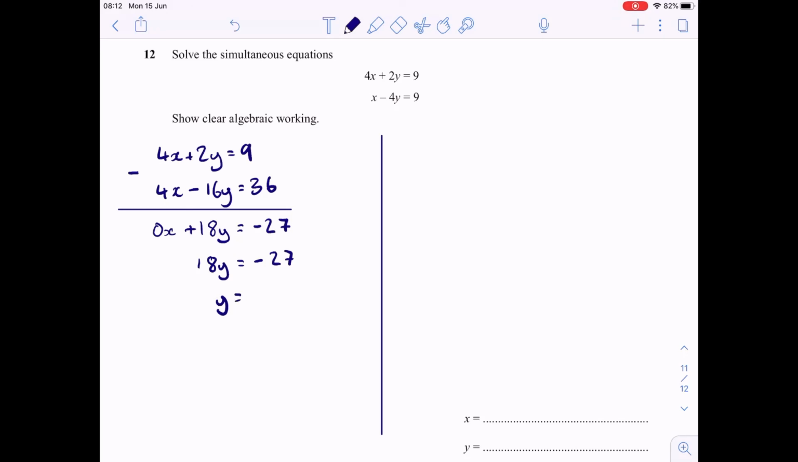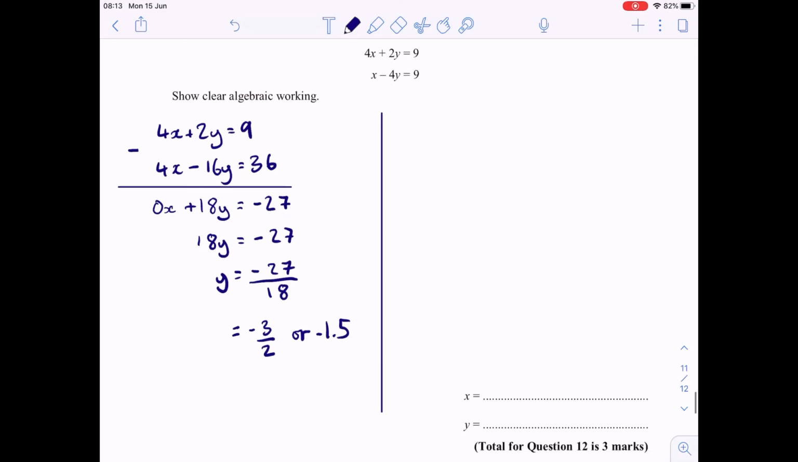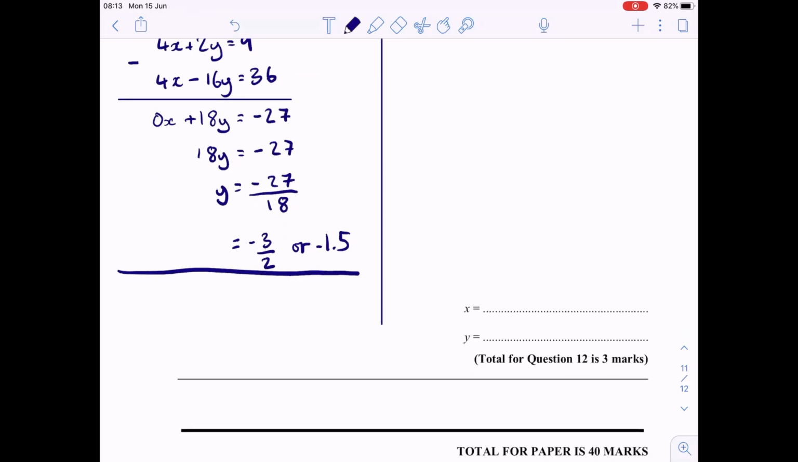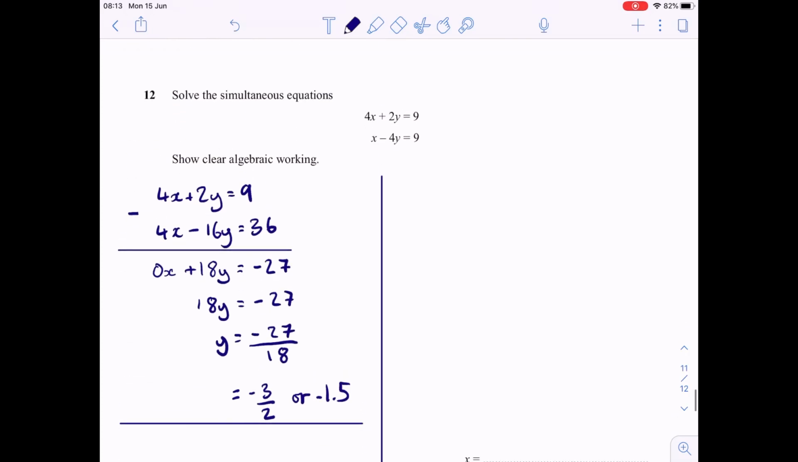And so y is going to be minus 27 divided by 18. And if I type that in on my calculator, minus 27 divided by 18 is minus 3 over 2, or minus 1.5 if you want to write it as a decimal. Now this is not the end of the question. I now need to use this value to work out x. So I'm going to substitute my value of y into one of these equations. Now which one should I sub it into? It doesn't matter, but let's sub it into our second one.